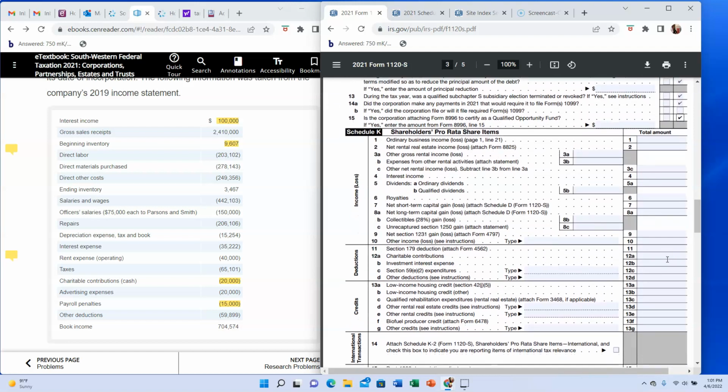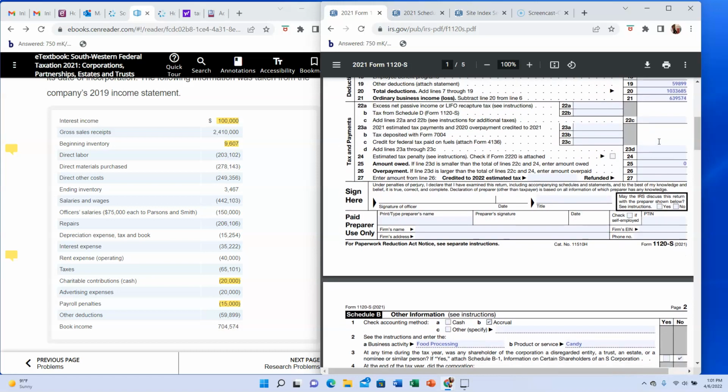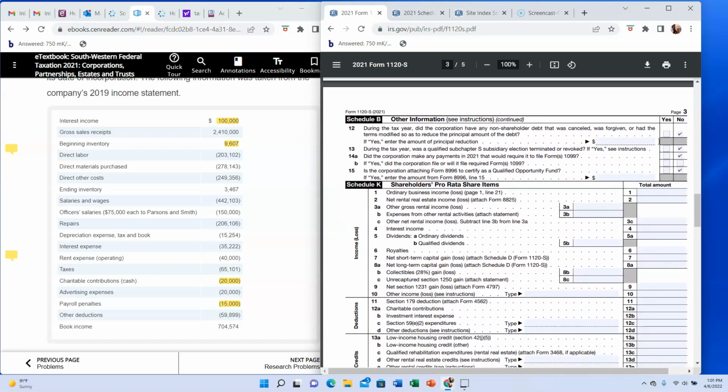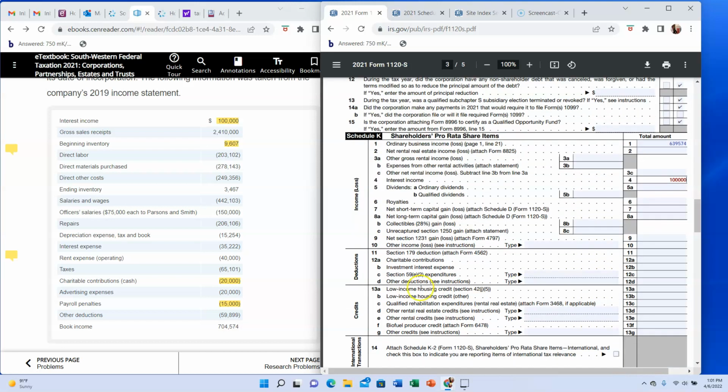Okay, so first line of the Schedule K is your ordinary income, and that was what we calculated up here. So 639,574. All right, interest income, line 4 here, that's this interest income up here. So 100,000. All right, that's it for that. Then down here in deductions, we have charitable contributions. They were 20,000.